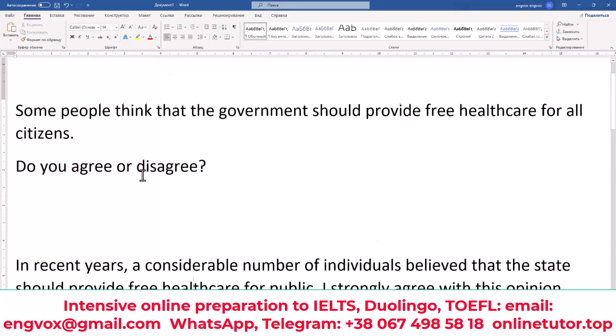So let me elaborate. Let's read the question. Some people think that the government should provide free healthcare for all citizens. Do you agree or disagree? A classic example, nothing special. This question is so beaten in all tests that of course we should realize that within the last 30 years there have been a lot of patterns amassed, to write this thing without thinking, you see.